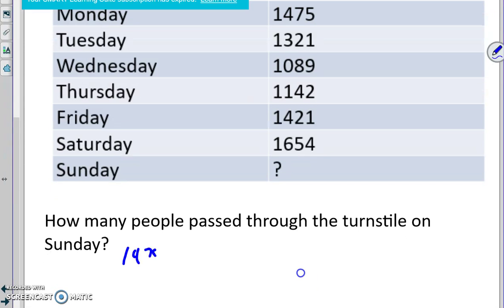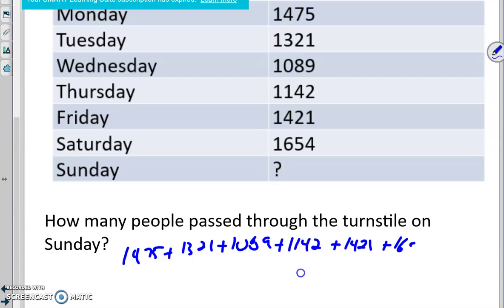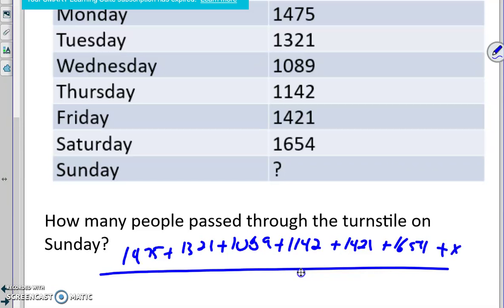1475 plus 1321 plus 1089 plus 1142 plus 1421 plus 1654. Oh, plus one more day. Plus Sunday, which is x. How many days are there? Well, there should be 7, right? Let's count, make sure. 1, 2, 3, 4, 5, 6, 7. And that gives us the average.